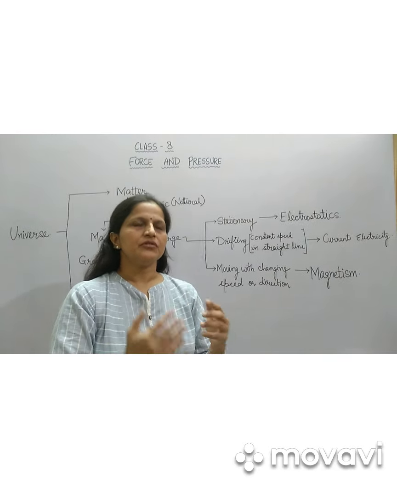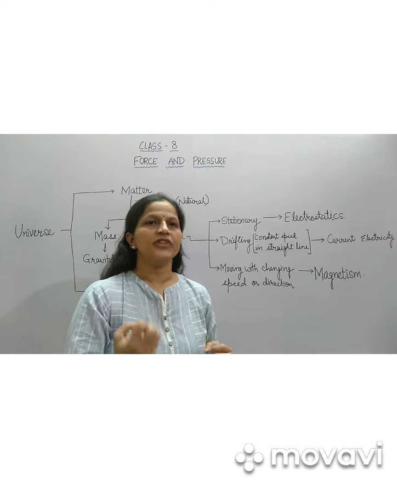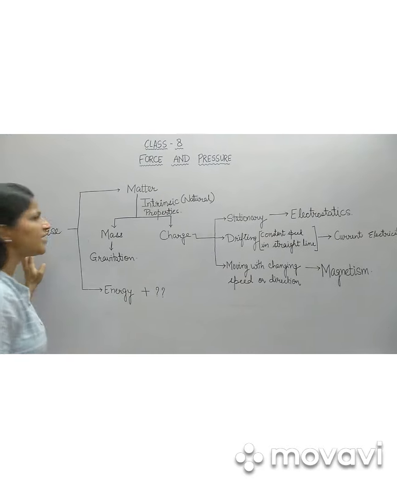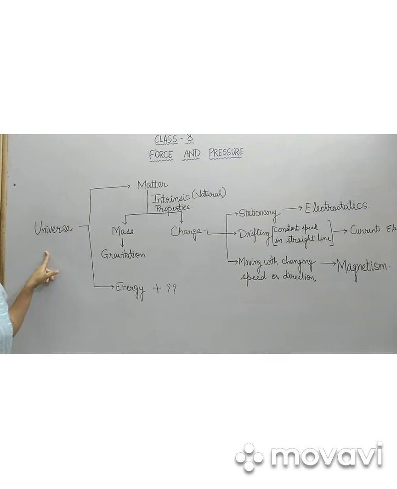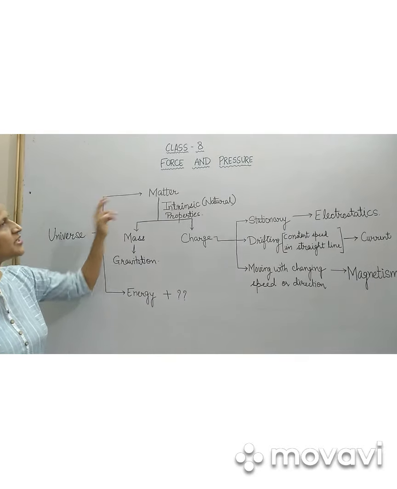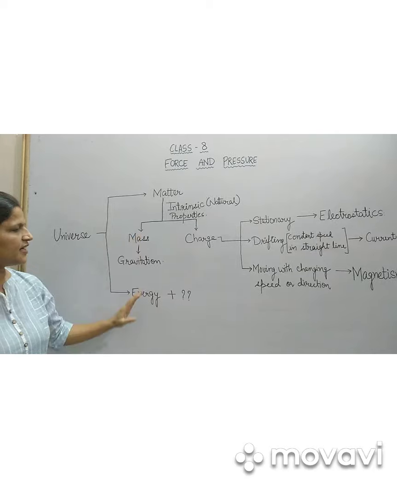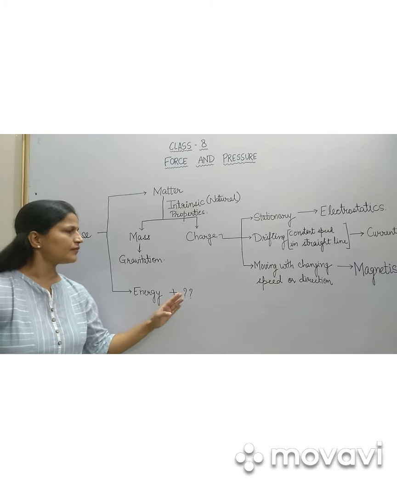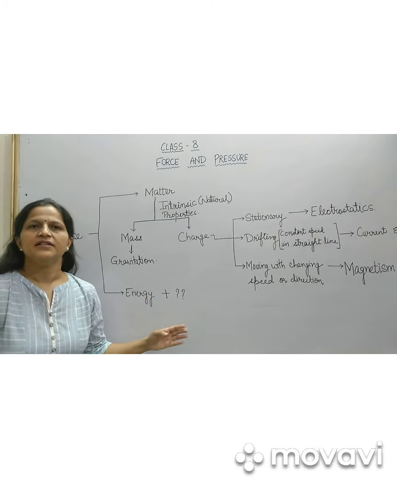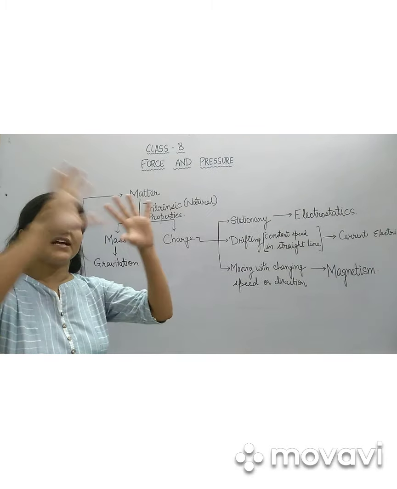Now, coming to the basic root of the concept, the entire observable universe that we see is made up of two entities. One of them is called matter and the other one is energy. Plus, I have written some question marks. What are these question marks? These question marks are the void that we see around.